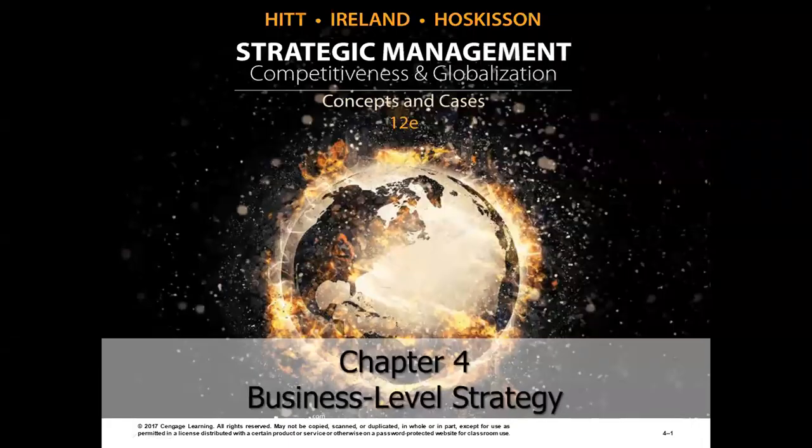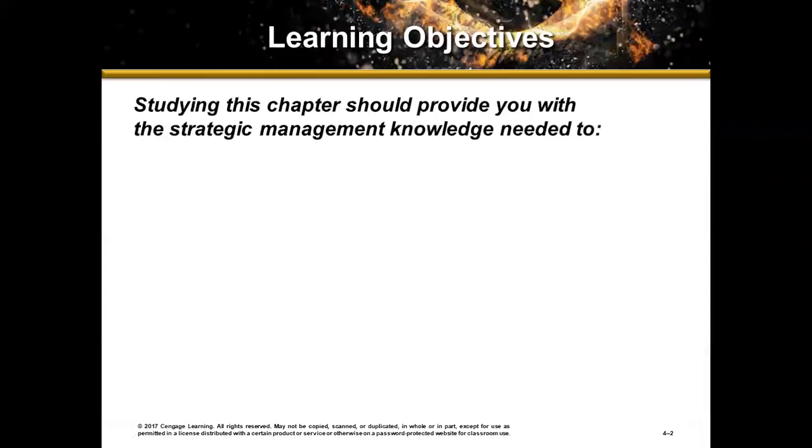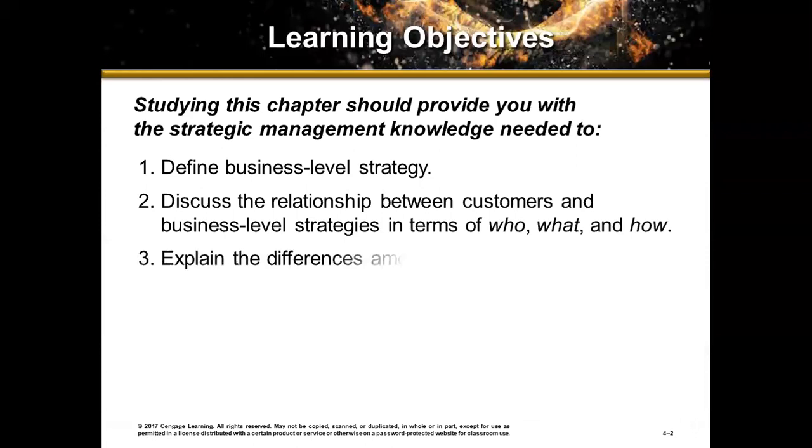Now we are going to discuss business level strategy. Our learning objectives for this discussion are the following. First, we are going to define business level strategy. Second, discuss the relationship between customers and business level strategies in terms of who, what, and how. Third, we're going to explain the differences among business level strategies.